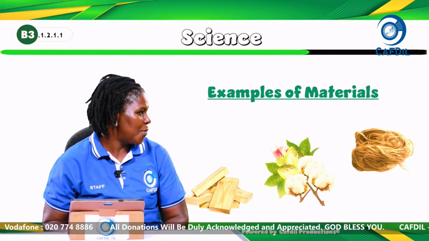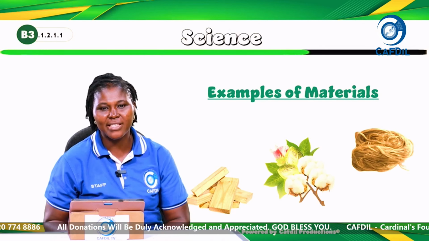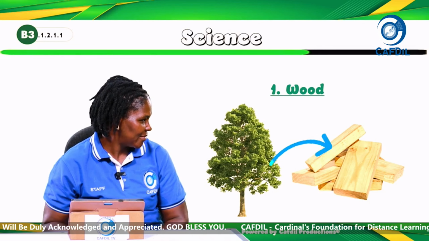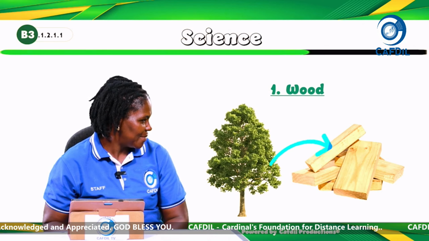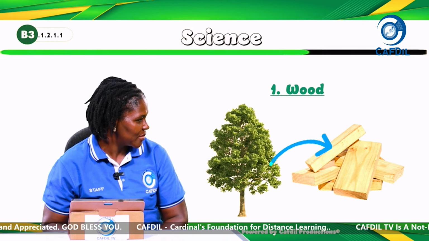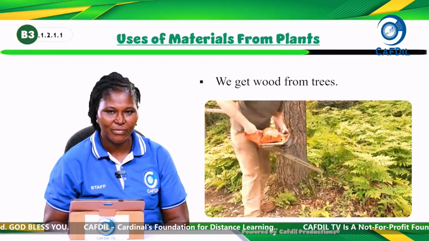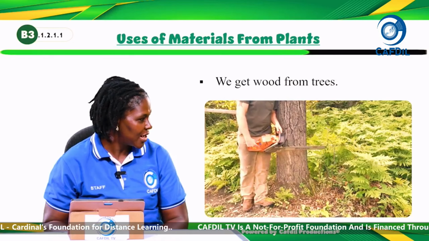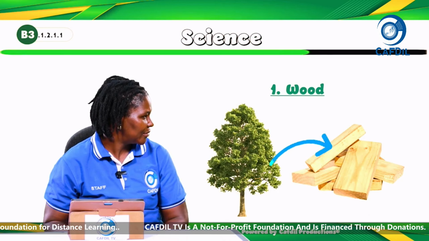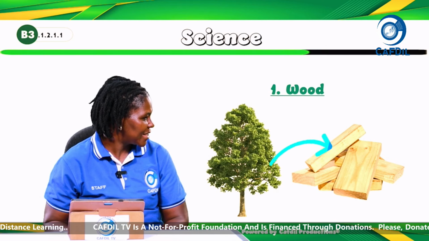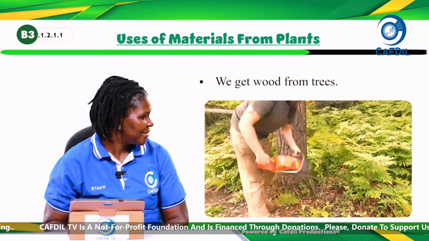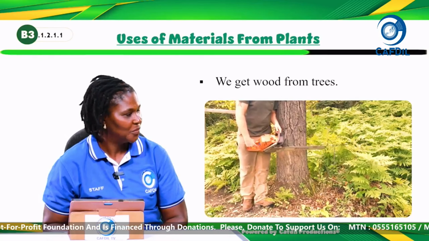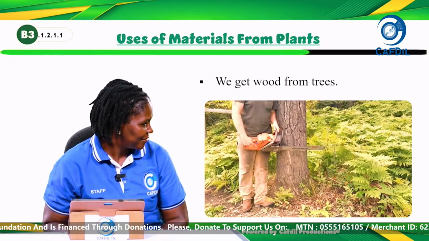Examples of materials. 1, we have wood. The plant is pointing to the wood. What does it mean? We get wood from trees. This is what we mean. Let's look at this video. What is the man doing?